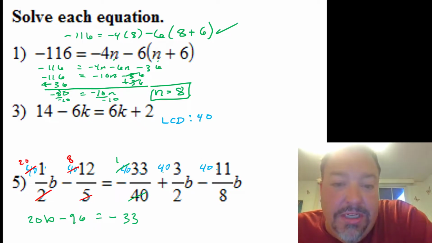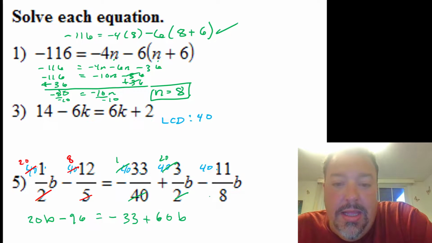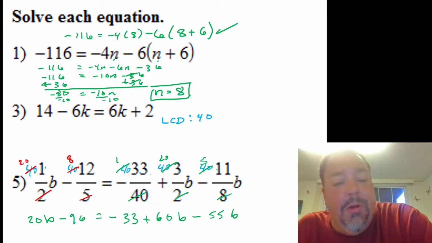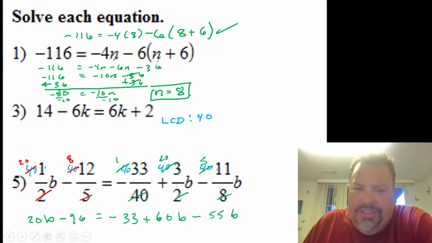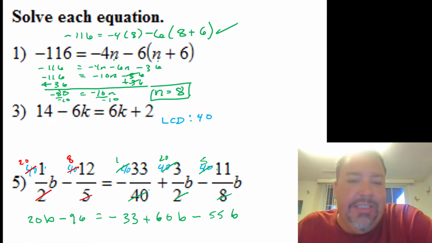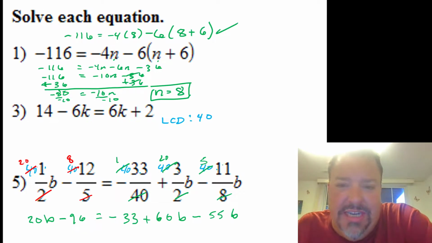And the next term, 40 divided by 2 is 20. Multiply by the top, 20 times 3 is 60b. So make sure you keep the variables there where they go. And then the next term is a negative, and we got 40 divided by 8 is 5. 5 times 11 is negative 55b. So after you multiply by the LCD, all the fractions should be gone, and then you could proceed like we did on the previous examples.